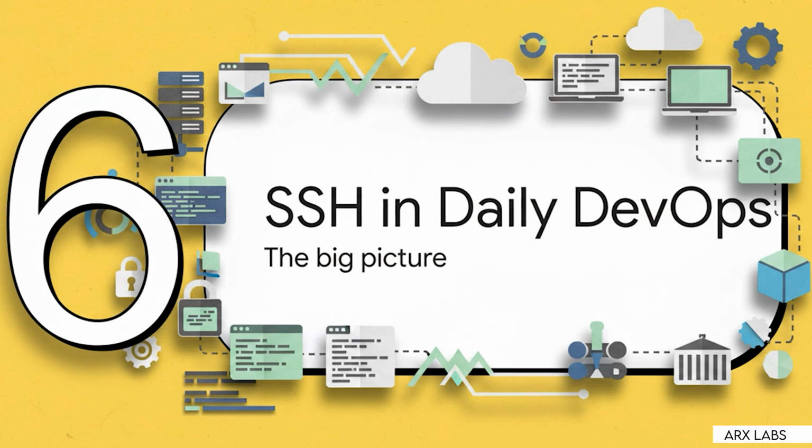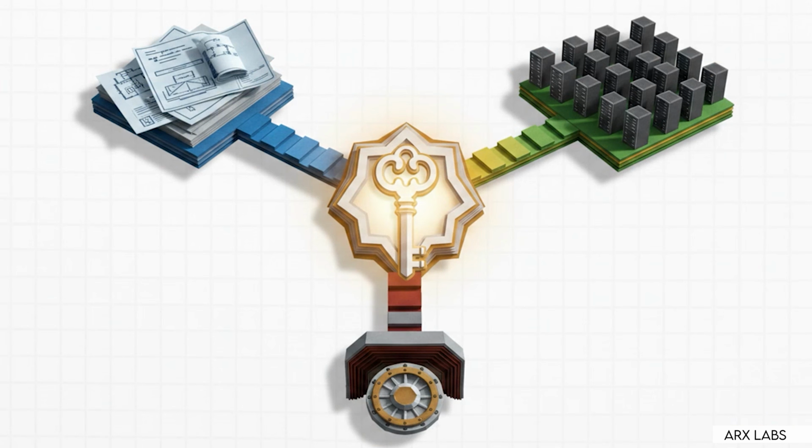Finally, let's wrap things up with Section 6, SSH in Daily DevOps. We've covered a lot of the mechanics, right? So let's zoom out to the big picture and see how this protocol actually fits into a daily DevOps workflow. Because let me tell you, SSH is so much more than just a way to log into an EC2 VM to check a random log file. It is literally the absolute foundation for DevOps automation.